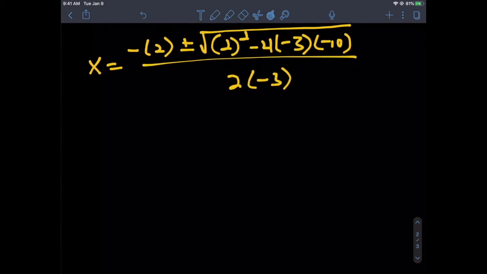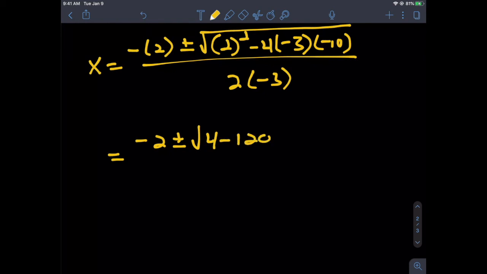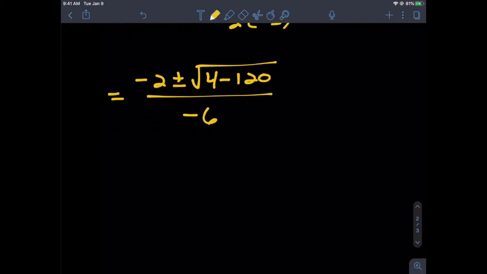Let's go ahead and evaluate now. We are going to get negative 2, and then 2 squared is going to give us 4, and negative 4 times negative 3 times negative 10, that's negative 120. And then, of course, in our denominator, 2 times negative 3 is negative 6. Simplifying our radical here, we are going to get negative 2 plus or minus the square root of negative 116.